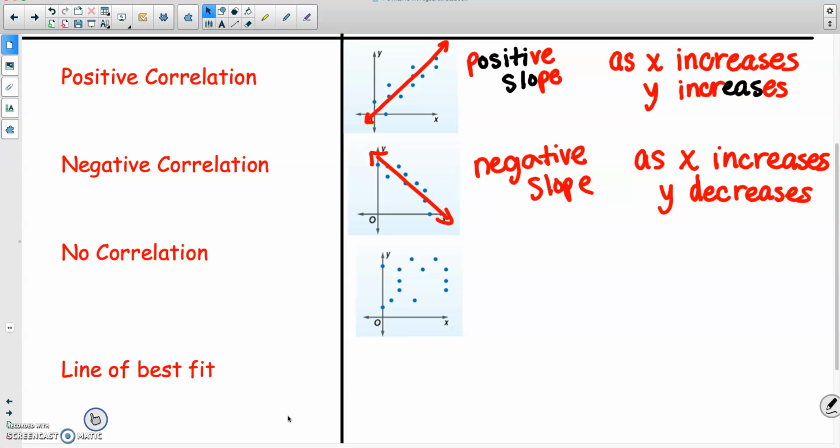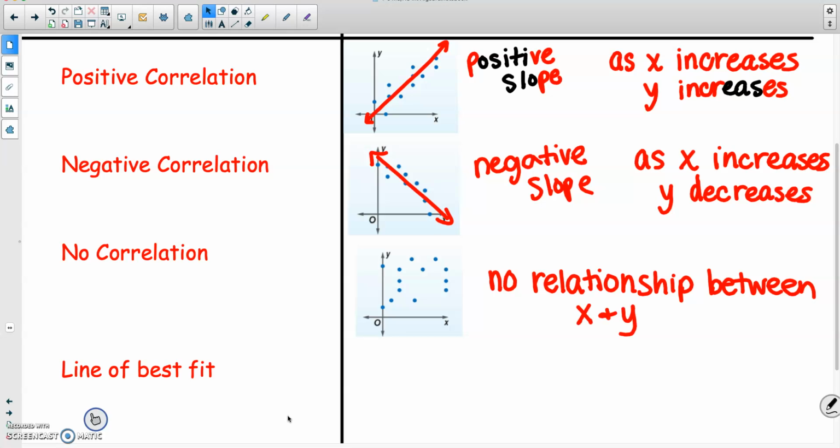No correlation means there's not a relationship. There's no relationship between the variables. And you cannot draw a line of best fit when there's no correlation. So whatever the variables are, there's no relationship between them. No relationship between x and y.